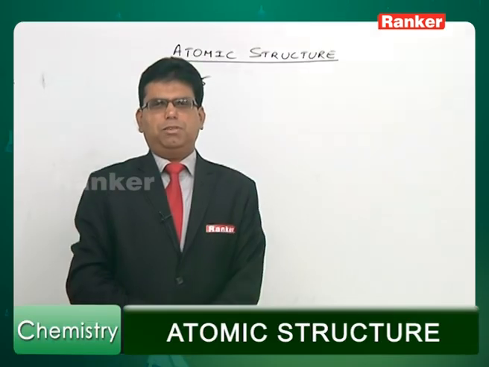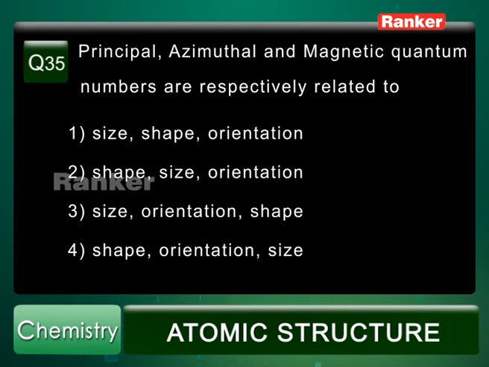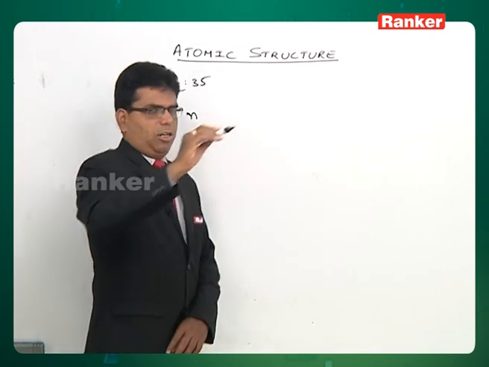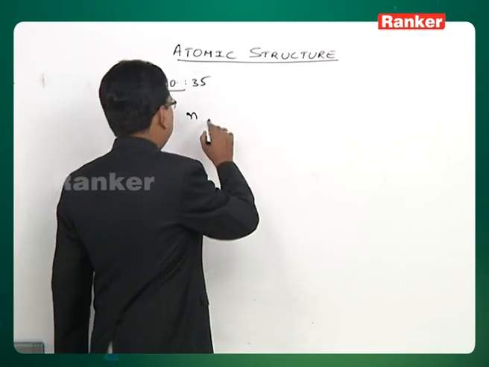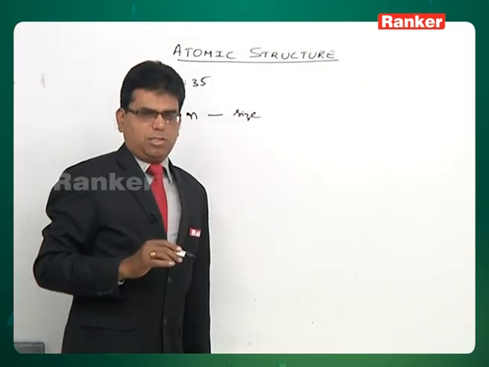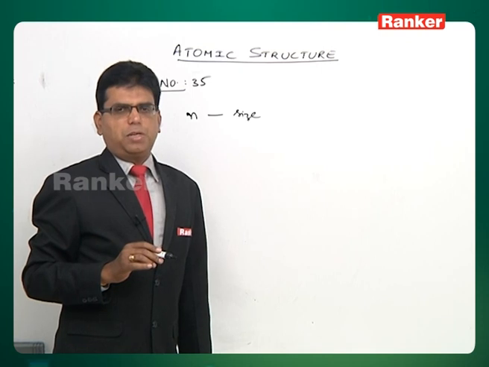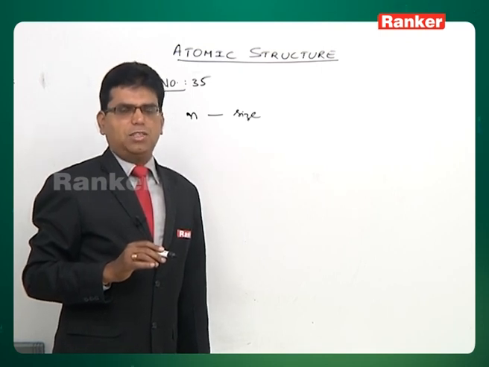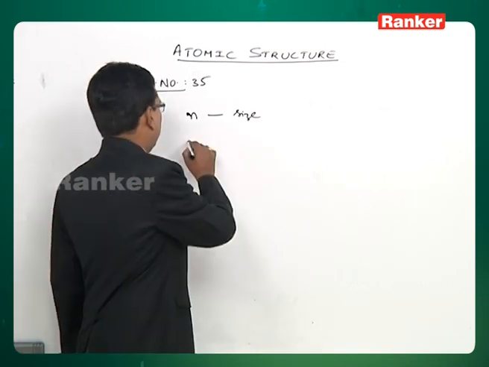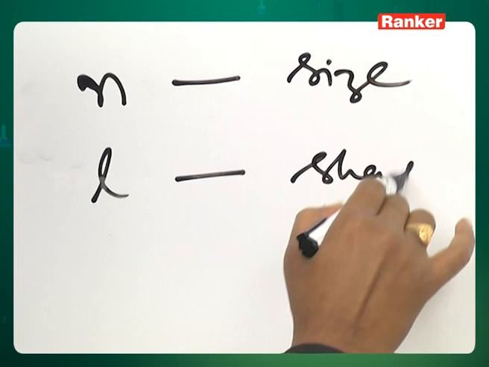Now let's go to question number 35, which is again related to quantum numbers. The question asked is, principal, azimuthal, magnetic quantum numbers are respectively related to. Principal quantum number n is directly related to the radius of the orbit, so it is the size of the orbit, in which we have different subshells that we define as S, P, D, F. S is spherical, P is a dumbbell, D is double dumbbell, like that. That is what we give as l, that is shape.